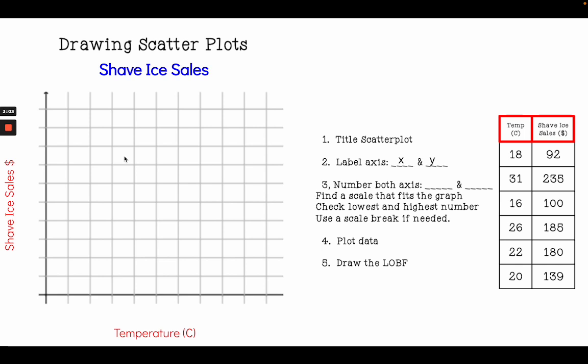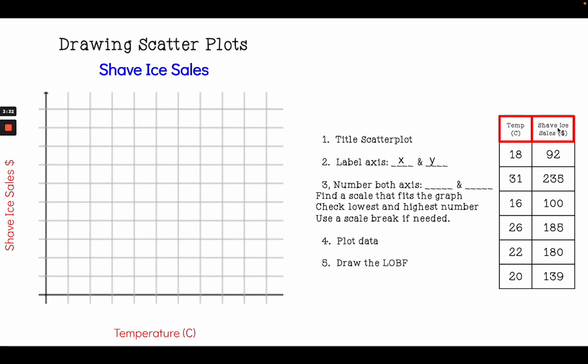And our unit here is money or dollars. And so as we're looking here at these numbers, it's $92, $235, $100, $185, and so forth. So our x-axis is our temperature in Celsius. And again, we got that straight off of our graph in the x column. And our y-axis is labeled shave ice sales, and we got that straight from the y column.